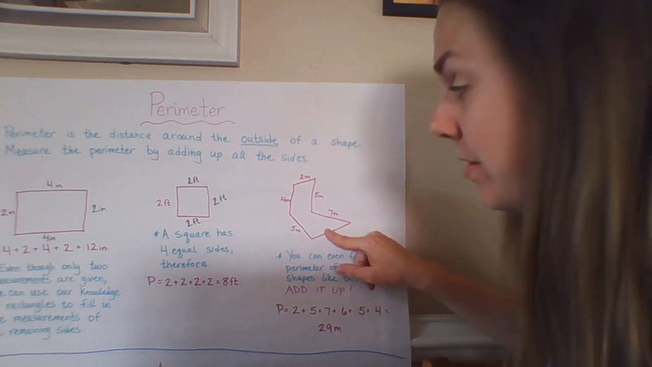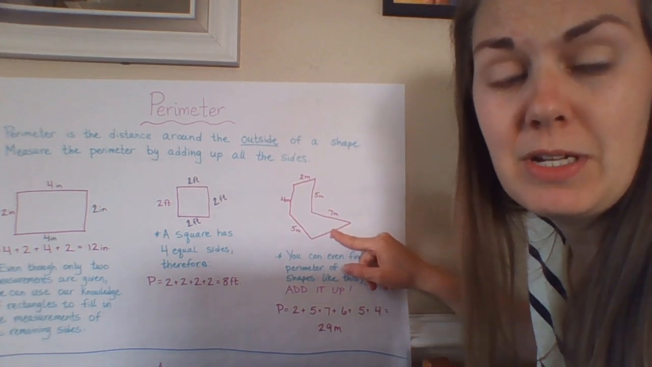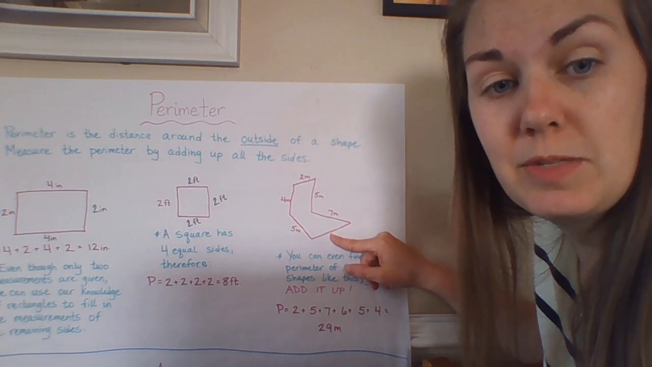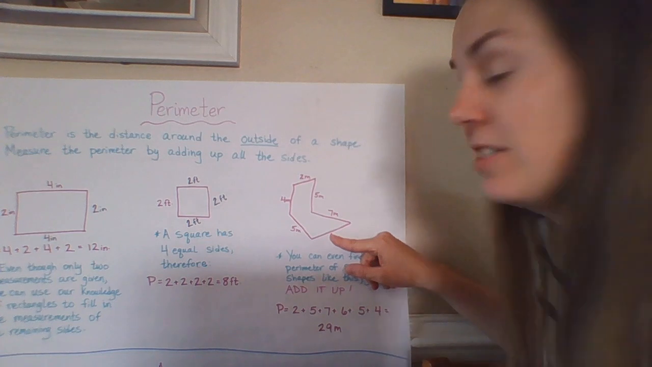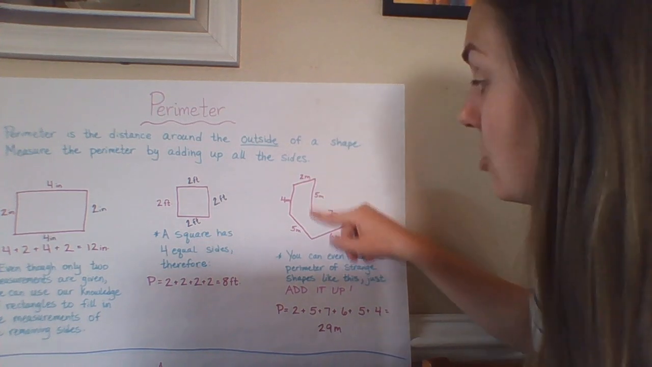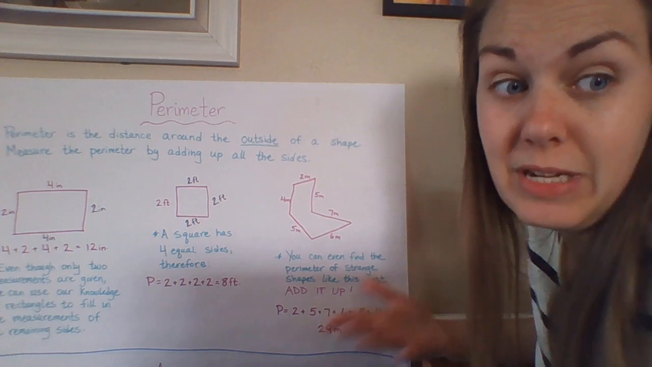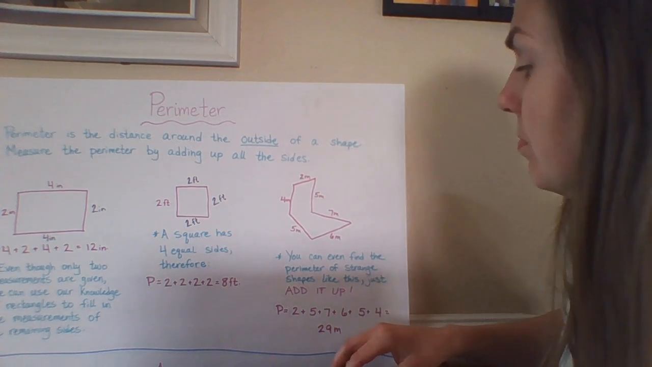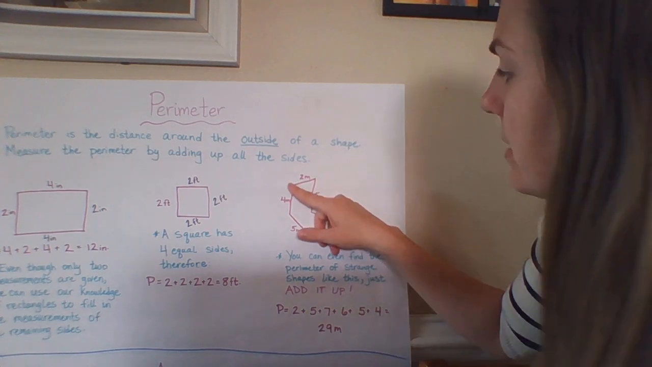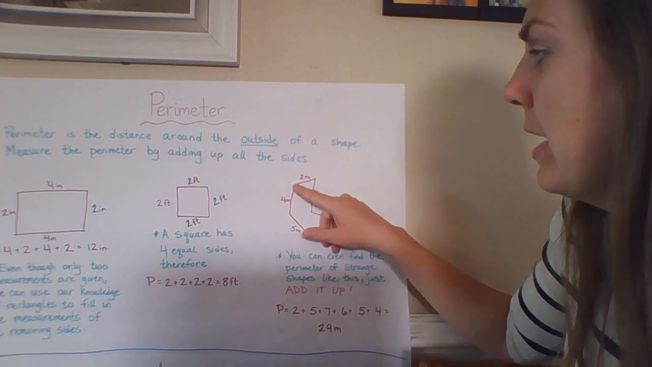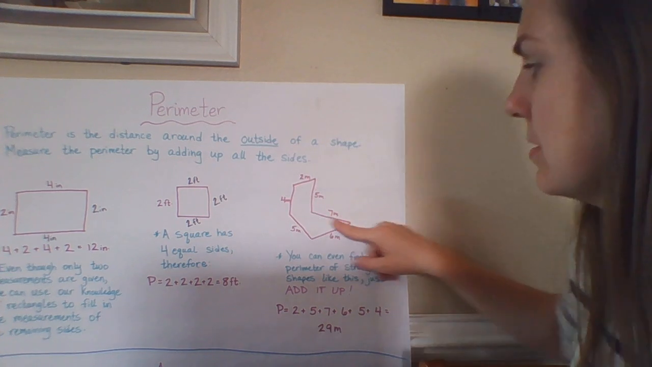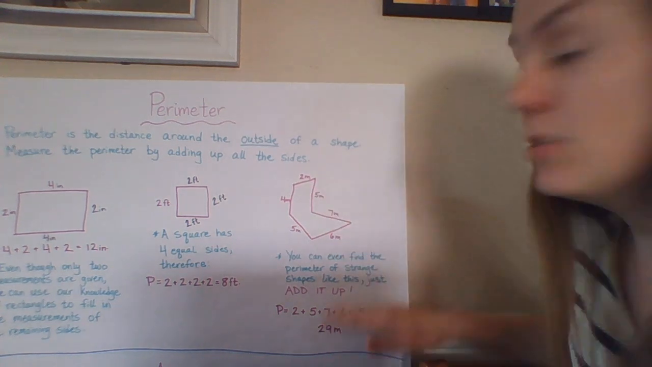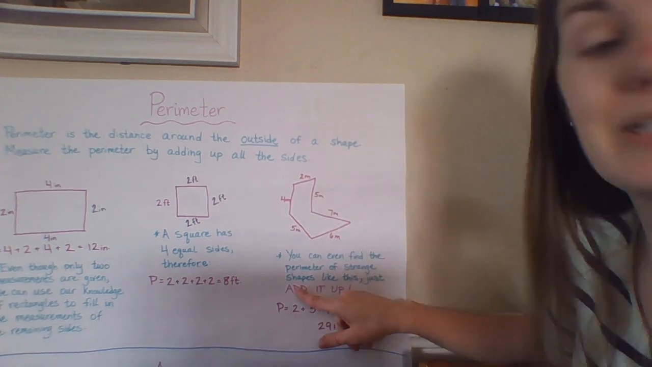Now, here, I have a really odd-shaped yard. This is not a shape that has a specific name. I just drew something that had straight lines and it connected together. So it is a shape, but it's not something that we're typically used to seeing. But you can still find the perimeter of it because all of the sides are measured. So I have 2 meters, 5 meters, 7 meters, 6 meters, 5 meters, and 4 meters. And so I can still find the perimeter of it. I just add it up.